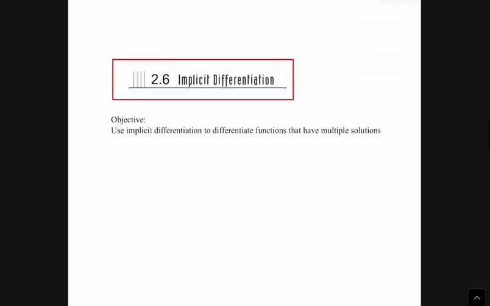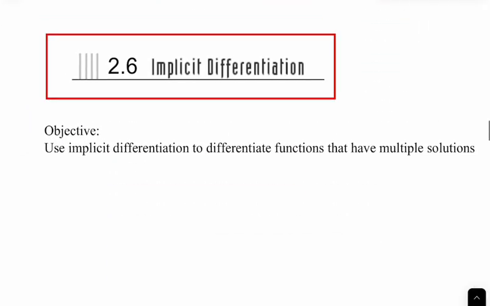Okay, so now we are going to expand upon the chain rule. We're going to use something called implicit differentiation in lesson 2.6. Now, 2.6 is helpful. Let me show you what I mean by implicit versus explicit.